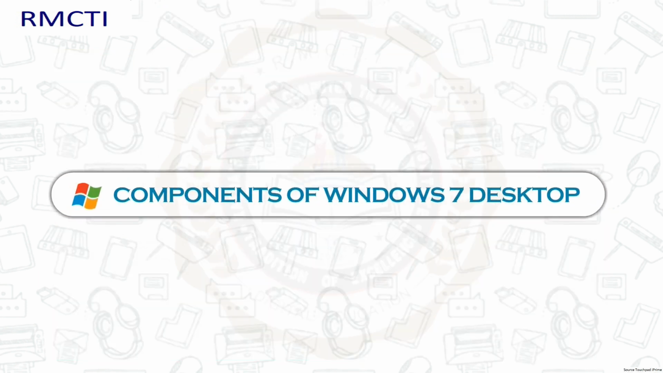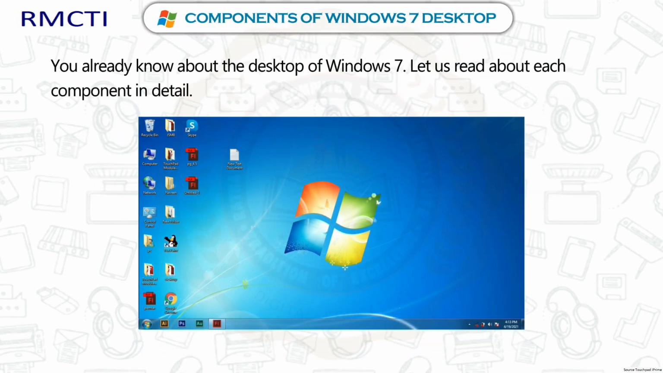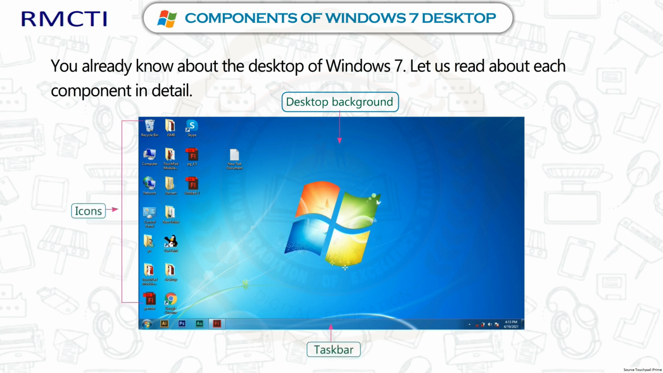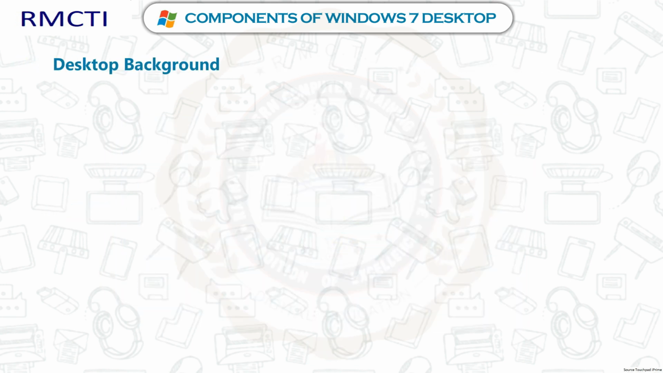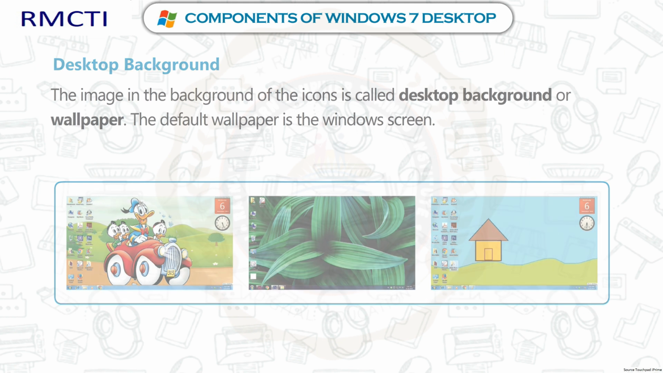Components of Windows 7 Desktop. You already know about the desktop of Windows 7. Let us read about each component in detail. Desktop background, icons, taskbar. Desktop background. The image in the background of the icons is called desktop background or wallpaper. The default wallpaper is the Windows screen.